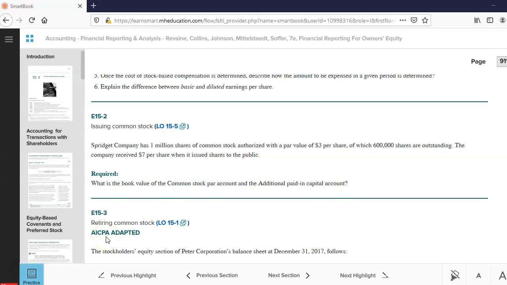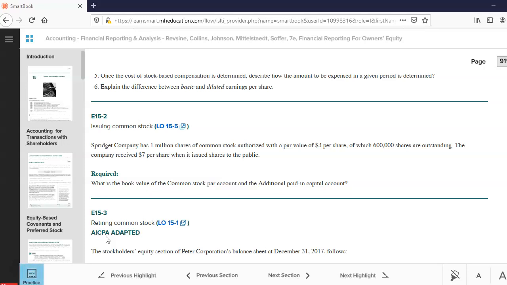Let's take a look at Chapter 15, Problems. Chapter 15 covers quite a few topics. Most of them are around owner's equity and issues with owner's equity. I believe you'll find some of the stuff to be fairly straightforward. Some of it may be something you've never really seen before, kind of a combination. But pretty much everything has that common element of equity that we'll take a look at.